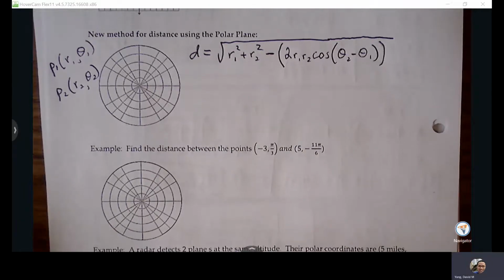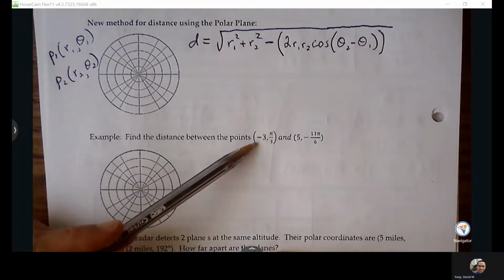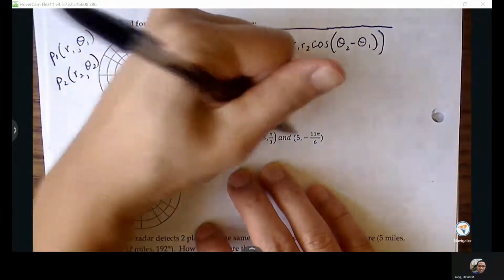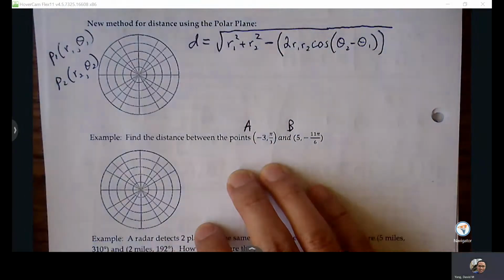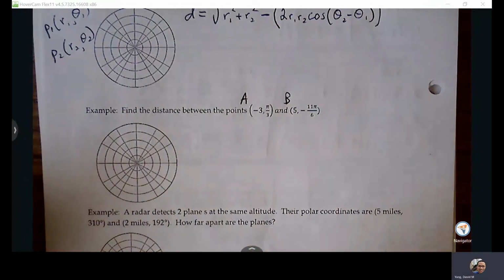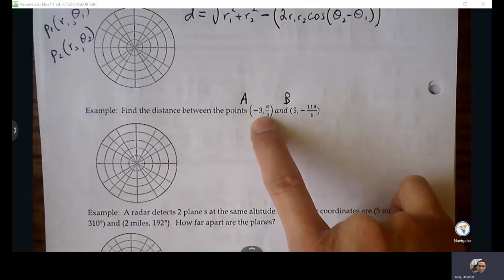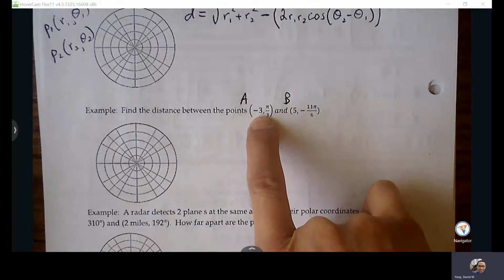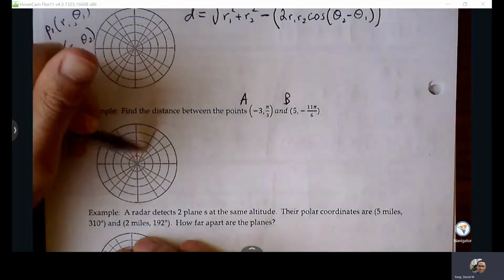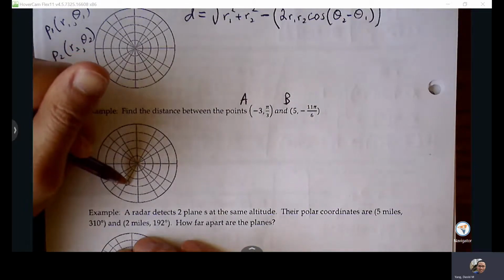Okay, so here's the example we're going to practice here. Find the distance between points A and B. I'm going to call them points A and B. Let's plot them just to see what we're trying to accomplish here. So -3, pi over 3, that means first quadrant. We're going to walk away from the first quadrant into the third quadrant. So pi over 3 is the one that's closer to the y-axis. We'll go 1, 2, 3.